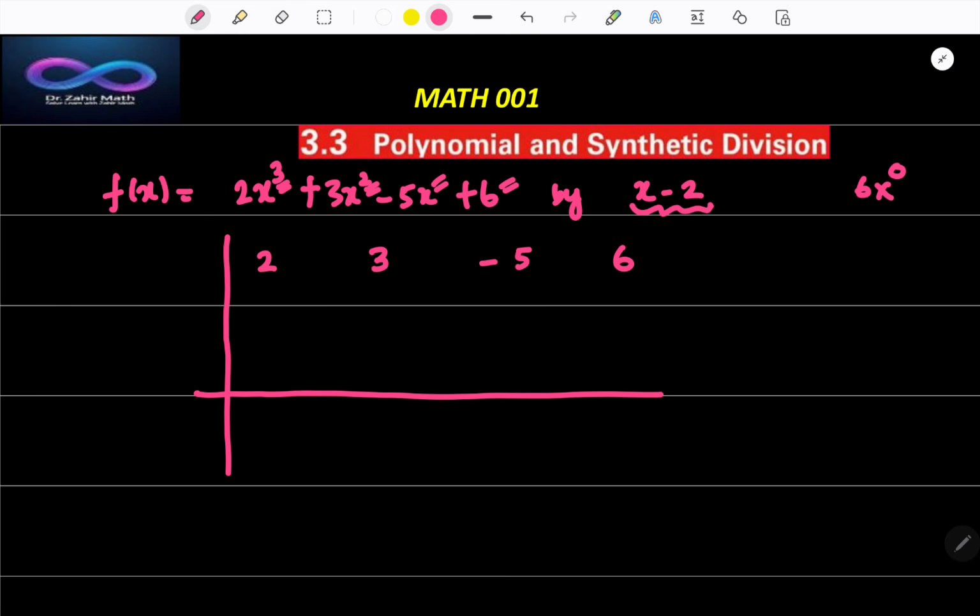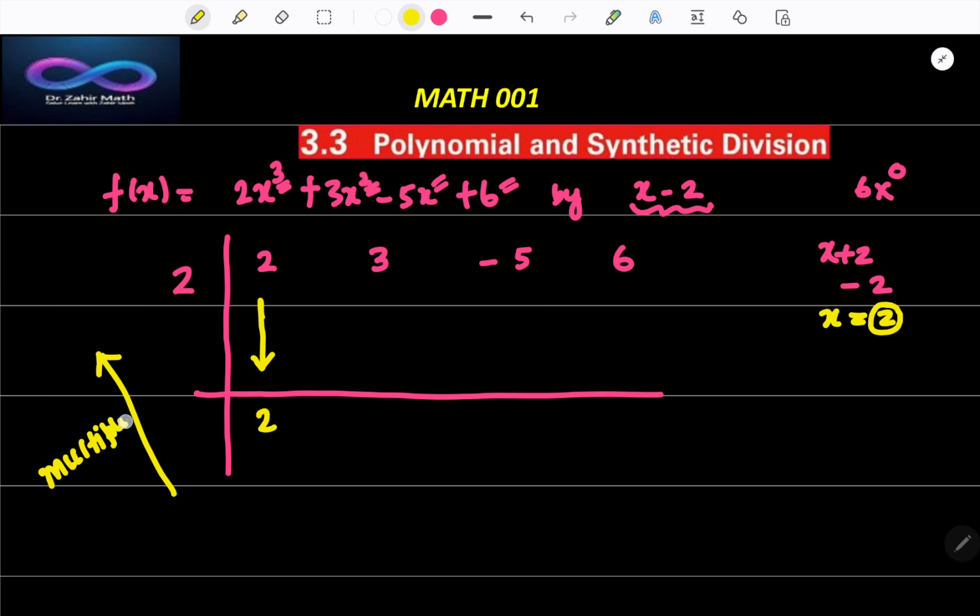If it is x minus 2, you put 2 here. If it is x plus 2, you put minus 2 here. If it is x equals 2, directly take the 2 and put it here. So first you take this number 2. This side you are going to multiply. This side what you are going to do? You are going to multiply. And this side you are going to add. Keep in your mind. Okay.